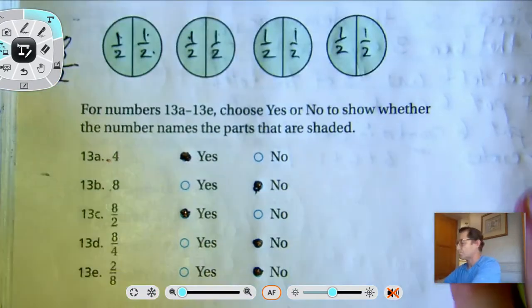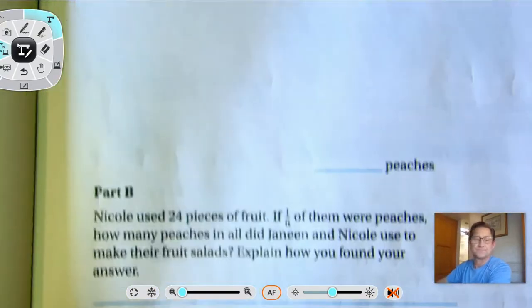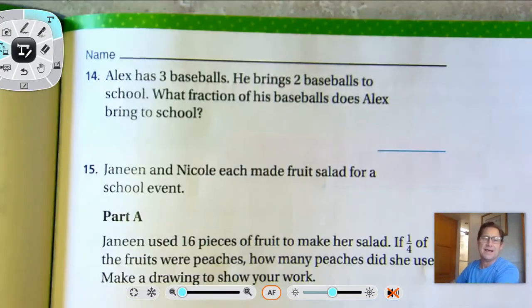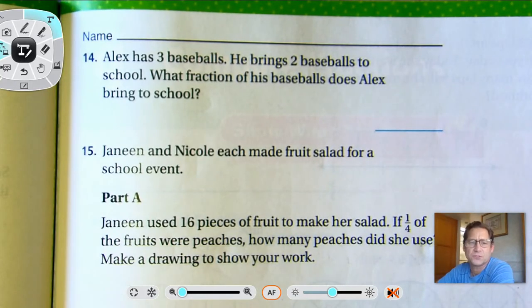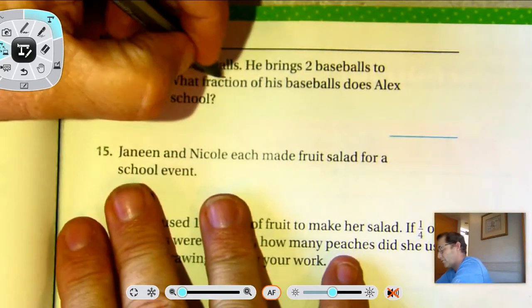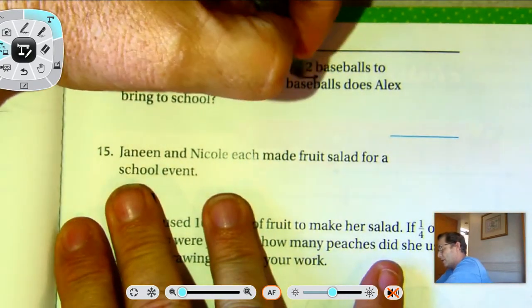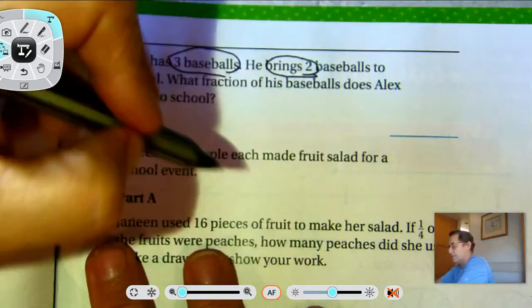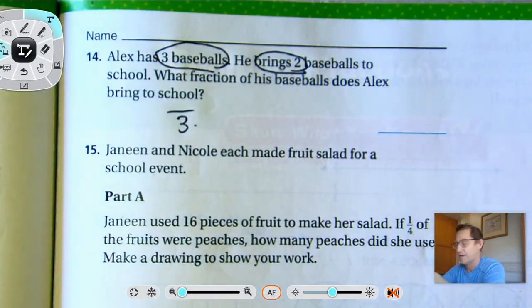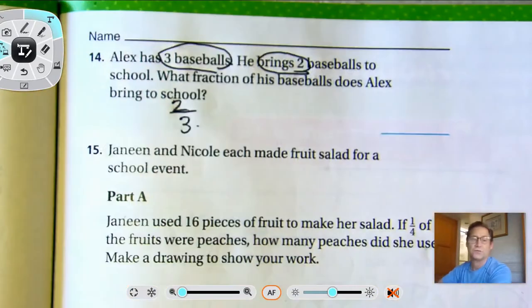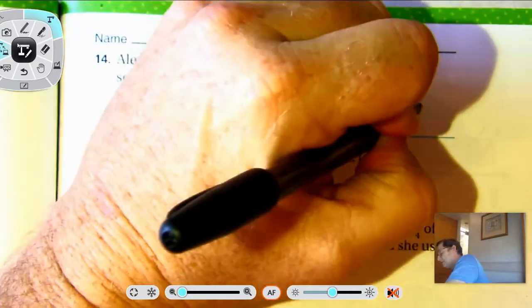All right, 14. Alex has 3 baseballs. He brings 2 baseballs to school. What fraction of his baseballs does Alex bring to school? Okay, so he has 3 total, and he brought 2. The denominator tells you how many you have in the set. He has 3. He brought 2 out of those 3. So that's the fraction he brought. He brought 2/3.